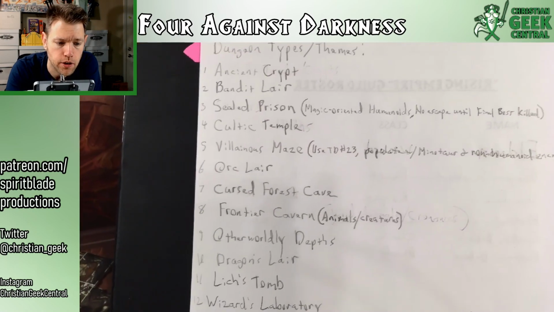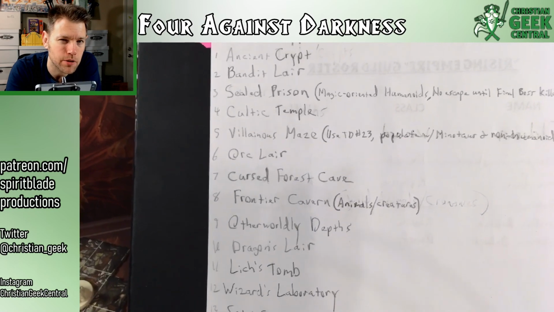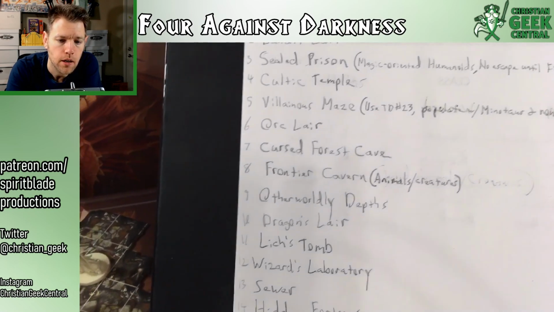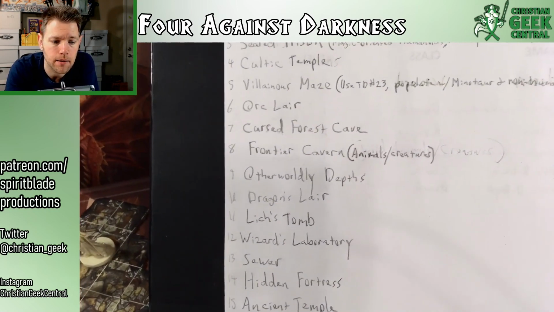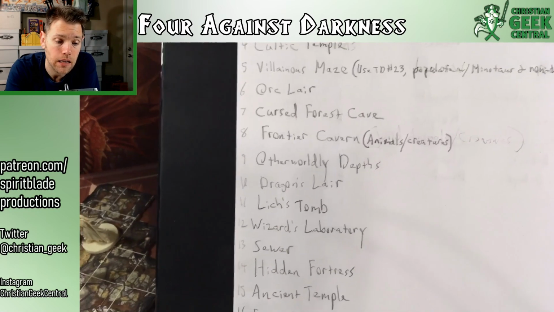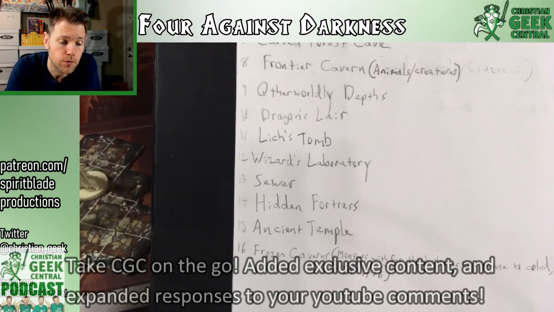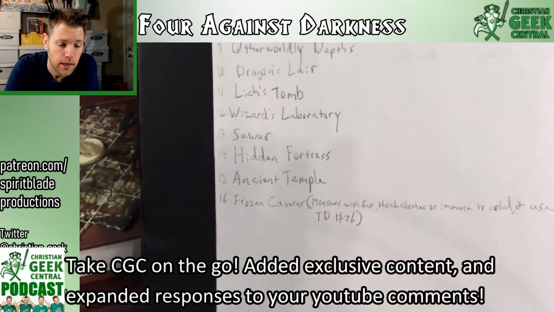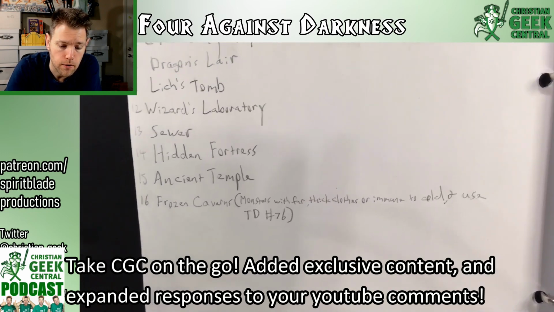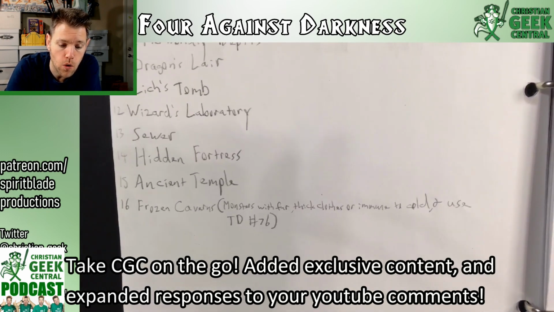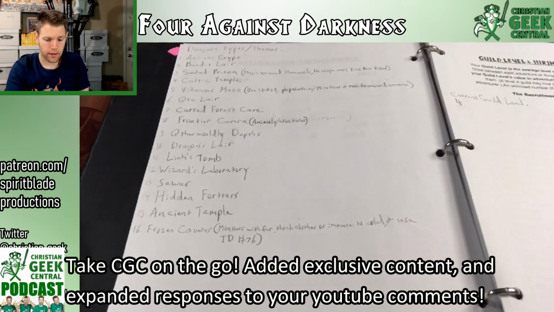Orc Lair, Cursed Forest, Frontier Cavern, which means it's mostly going to be animals and creatures as opposed to humanoid stuff. Otherworldly Depths, which is just going to be as bizarre and Lovecraftian as I can find in my monsters. A Dragon's Lair, a Lich's Tomb, a Wizard's Laboratory, a Sewer, a Hidden Fortress, an Ancient Temple, and Frozen Caverns. Use monsters with thick fur, humanoids with thick clothes or that are immune to cold, and use Twisted Dungeons number 76. So looking at all of those, I don't think I want to roll for this.